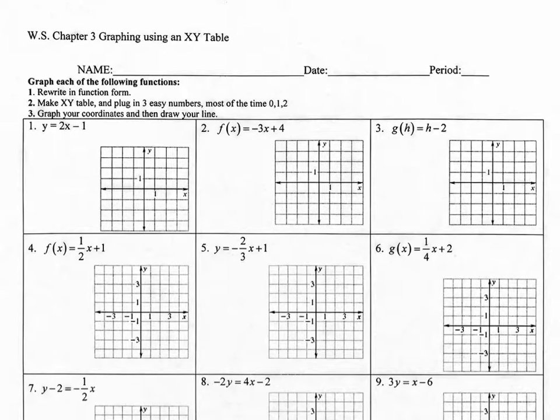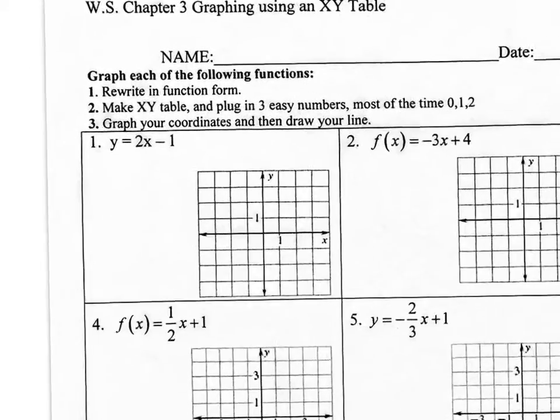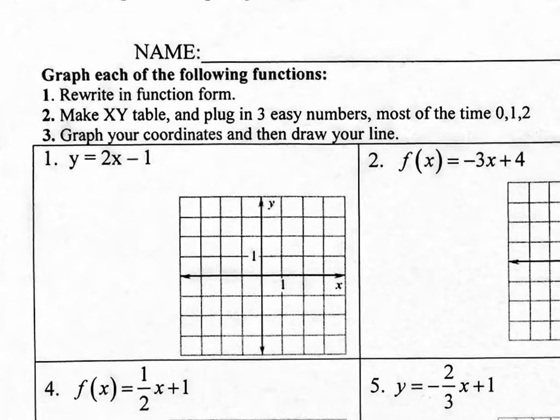And here's your homework assignment. And it has the steps right there, guys, on graphing. Step 1 is to rewrite it in function form. Step 2 is to make an XY table, plug in 3 easy numbers, most of the time 0, 1, and 2, unless you have a fraction on the X. And then graph your coordinates and draw your line. So it does have all the instructions.